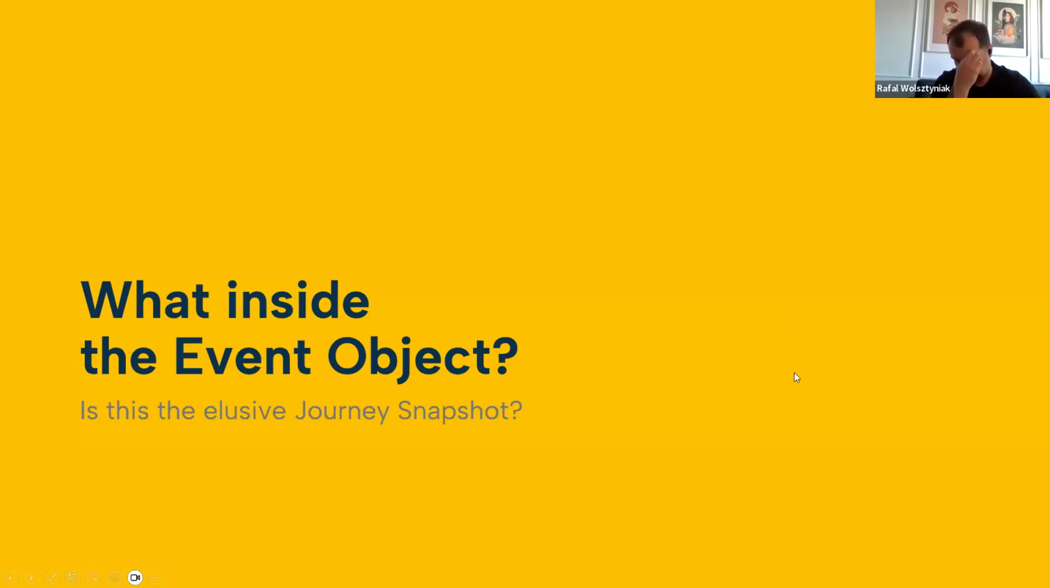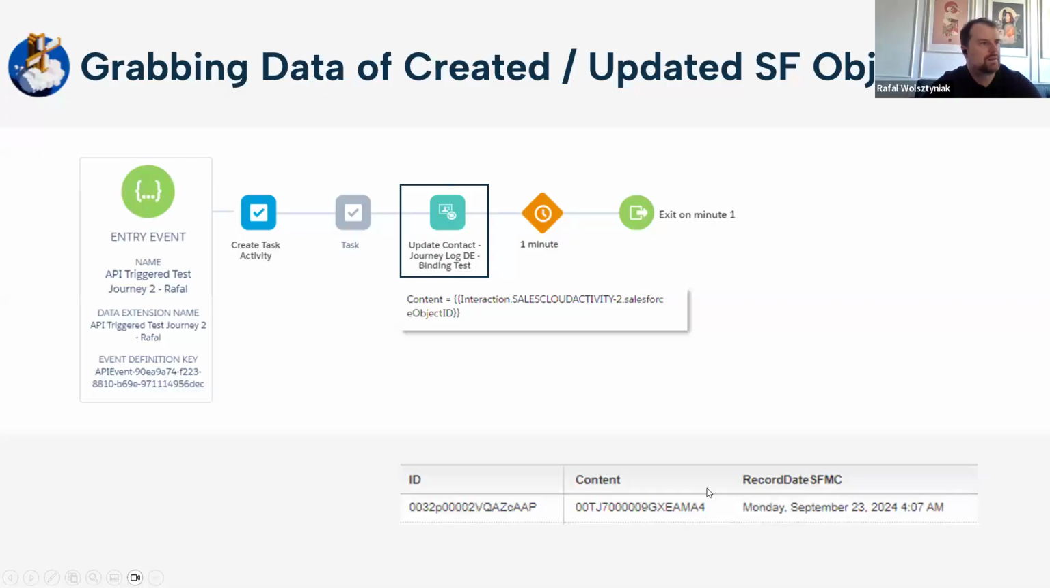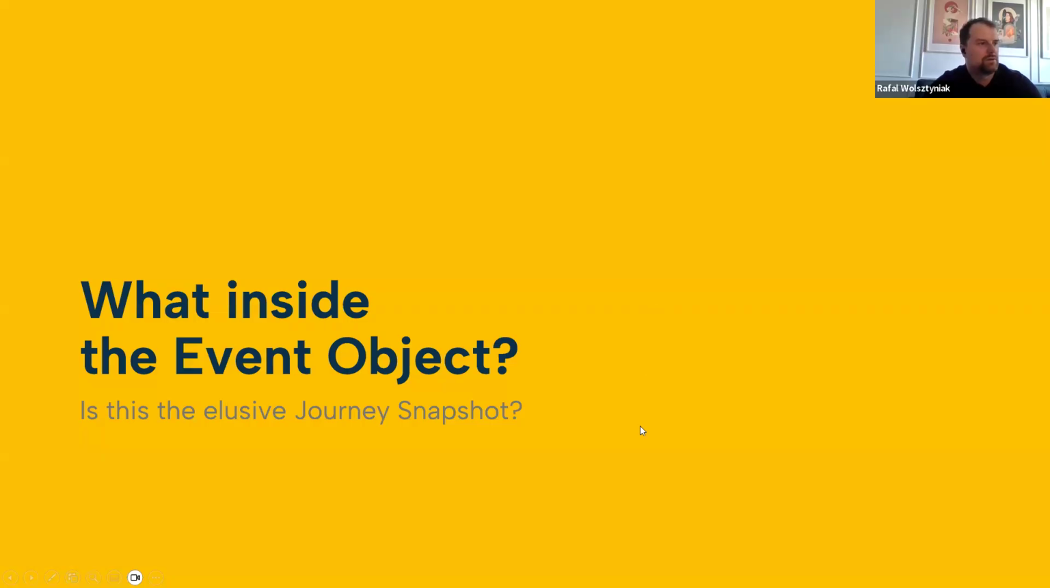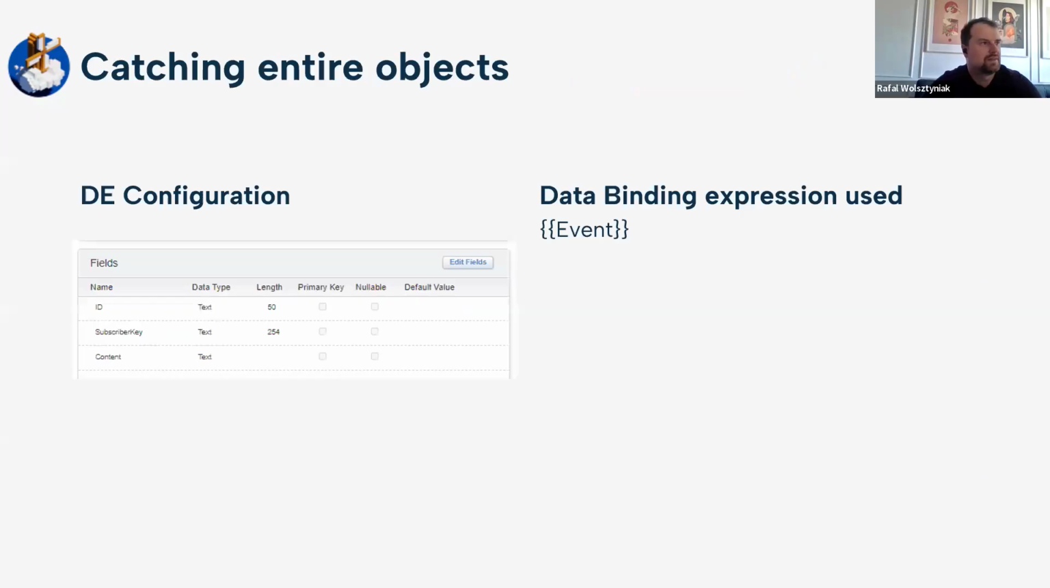And what's really interesting is that with this approach of data binding, we can see that those strings have a specific structure. So interaction, then the name of the activity, the key, and the output. So what I wanted to test is, can we wrap the journey snapshot this way? And it turns out we kind of can, if it's the official name for this.